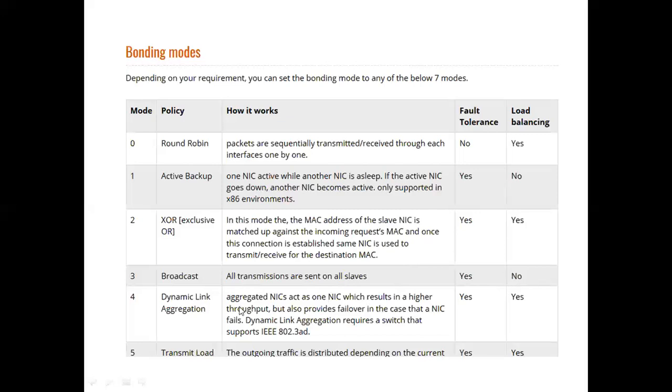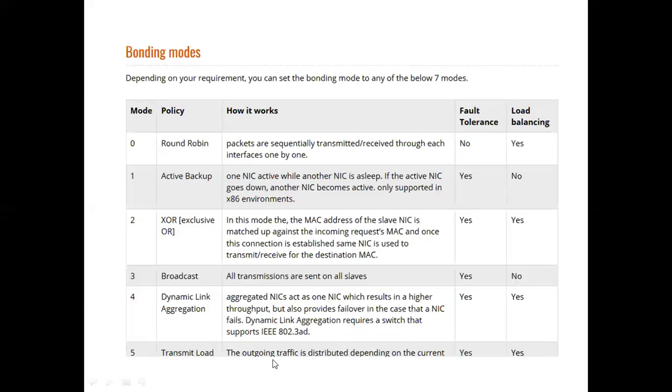Dynamic link aggregation. In this method, NICs act as one NIC, which results in higher throughput, but also provides failover in the case that a NIC fails. Dynamic link aggregation requires a switch that supports IEEE 802.3ad. That is the protocol that supports both fault tolerance as well as load balancing.